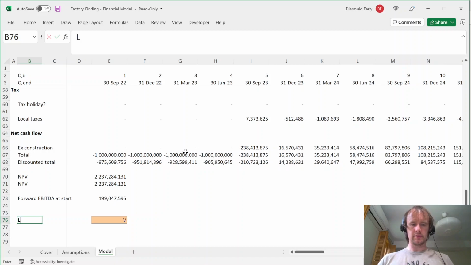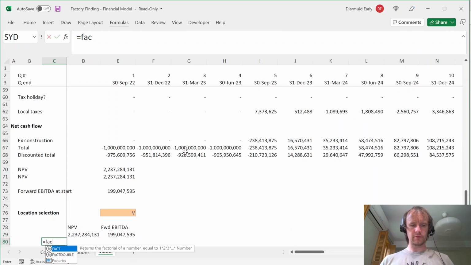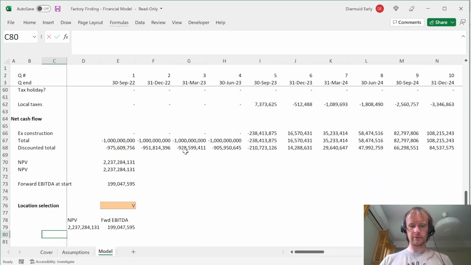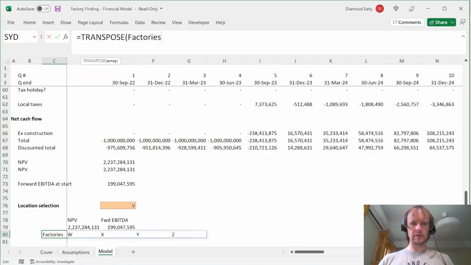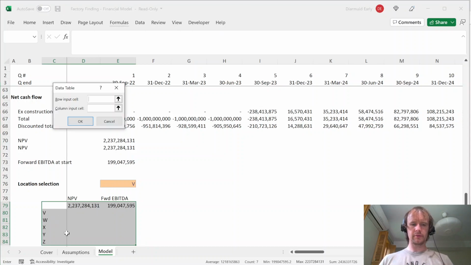So location selection. I'm interested in two things. I'm interested in the NPV and the forward EBITDA. So the NPV is this guy, and the forward EBITDA is this guy. And I'm interested in that for all the different factories. Sorry, I need to transpose that so they go down. And then we're going to make a data table to say, okay, what do each of these two values become if I plug in V here, if I plug in W here, if I plug in X here, and so on. So to do that, just data table, column input cell is V, press enter.